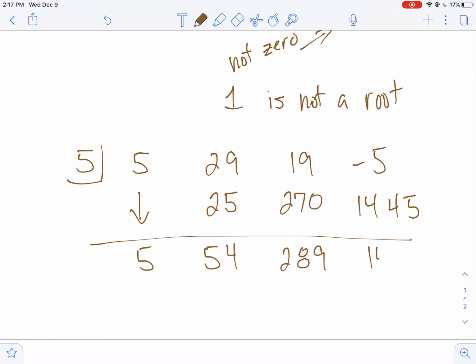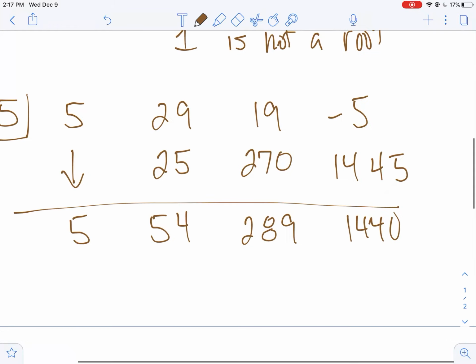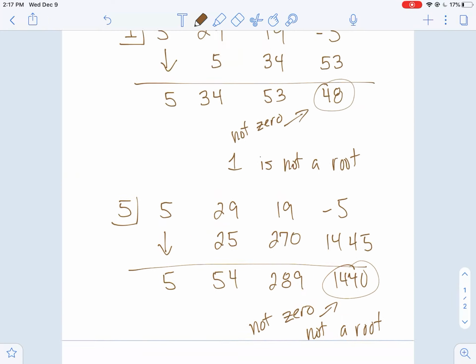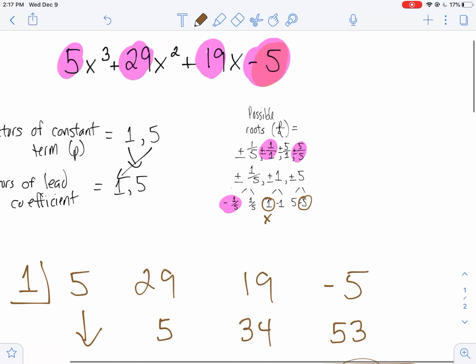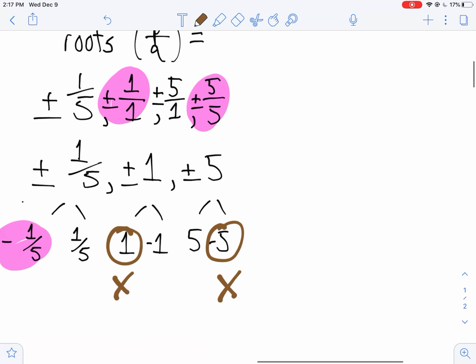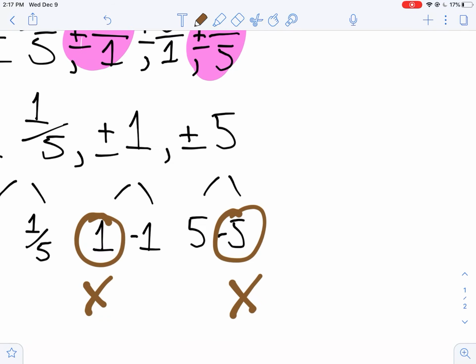Now, when I do this out, I know I'm not going to get 0. This is not 0, so guess what? I found something else that is not a root. So I'm narrowing down my choices now. I know I have 3 roots. I know one of them's not 1. I know one of them's not negative 5. Let's try another one here.